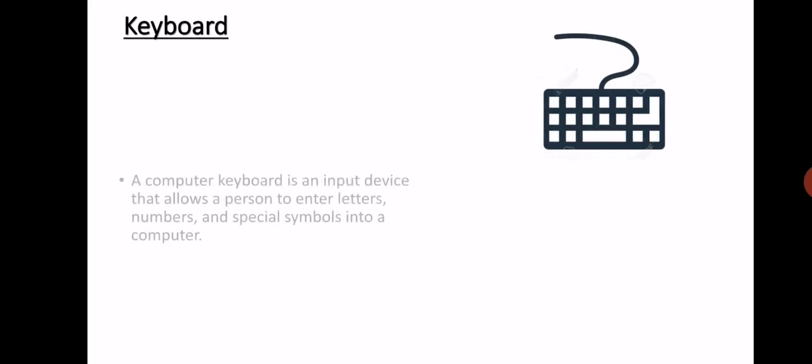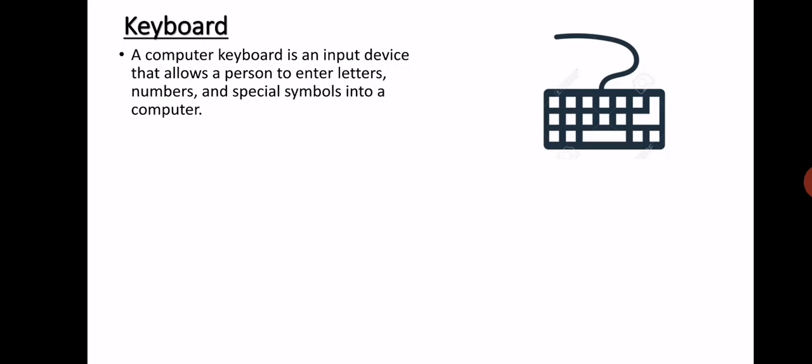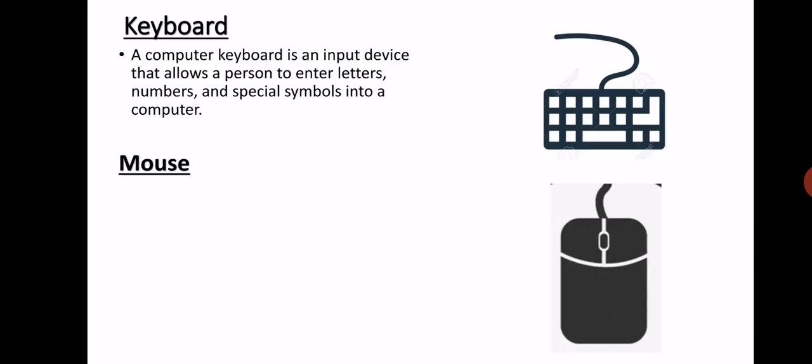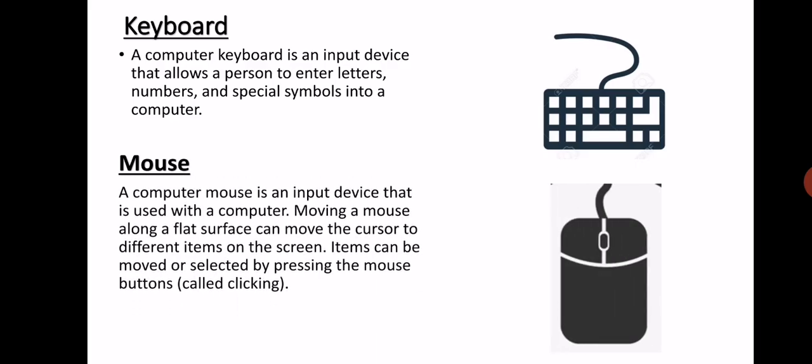Keyboard. A computer keyboard is an input device that allows a person to enter letters, numbers, and special symbols into a computer. Mouse. A computer mouse is an input device that is used with a computer. Moving a mouse along a flat surface can move the cursor to different items on the screen. Items can be moved or selected by pressing the mouse buttons called clicking.